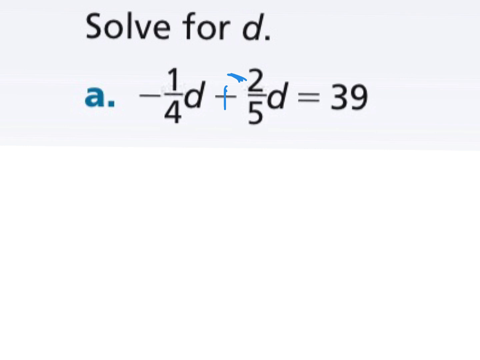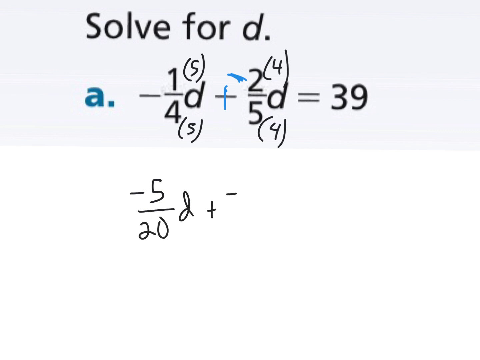So with 4 and 5, a common denominator would be 20. So that means we could multiply on the first fraction, multiply the numerator and denominator by 5. The second fraction, multiply numerator and denominator by 4. We have to have common denominators when we add or subtract fractions.